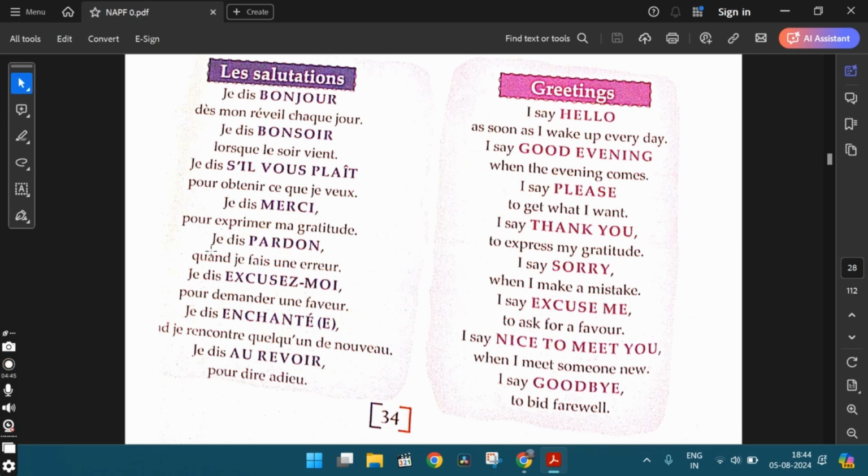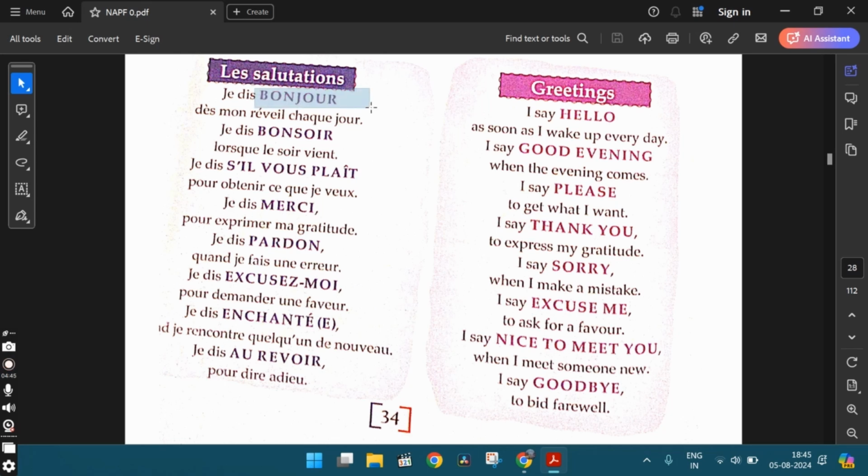Je dis pardon quand je fais une erreur. I say sorry when I make a mistake. Je dis excusez-moi pour demander une faveur. I say excuse me to ask for a favor. Je dis enchanté. I say it is nice to meet you. Quand je rencontre quelqu'un de nouveau, when I meet someone new, je dis au revoir pour dire adieu. I say goodbye to bid farewell.